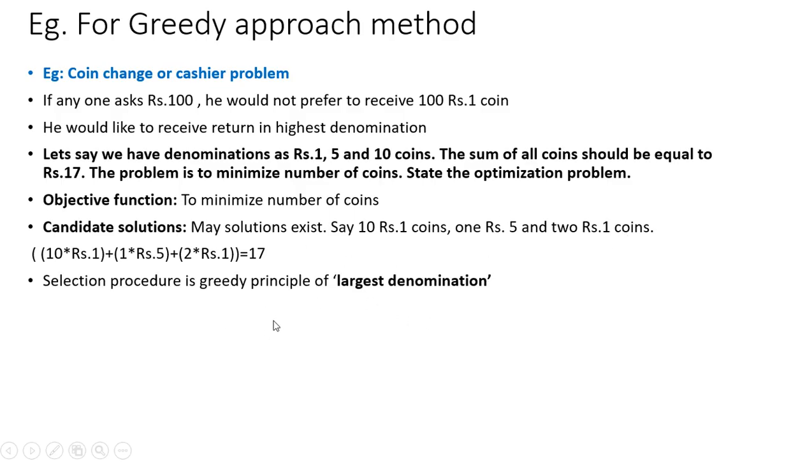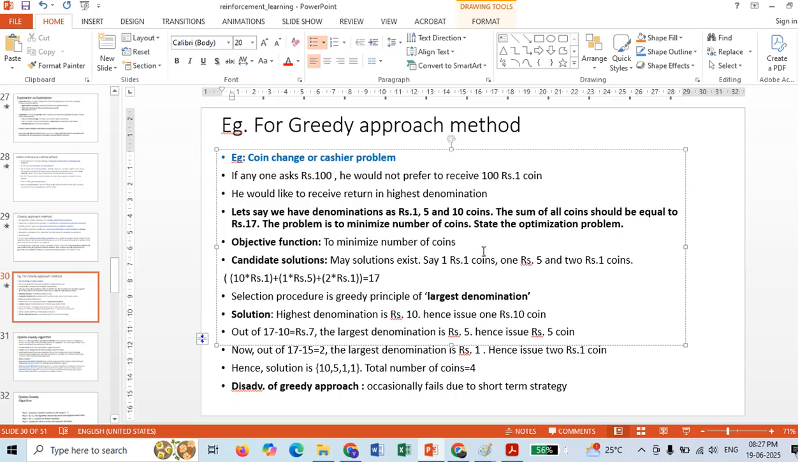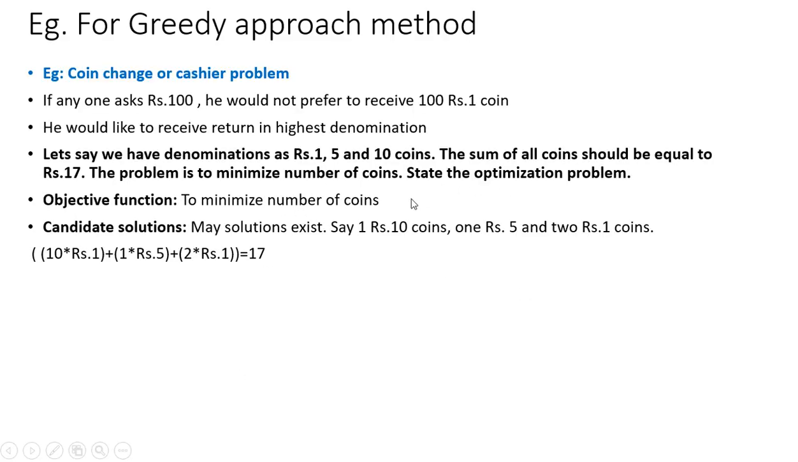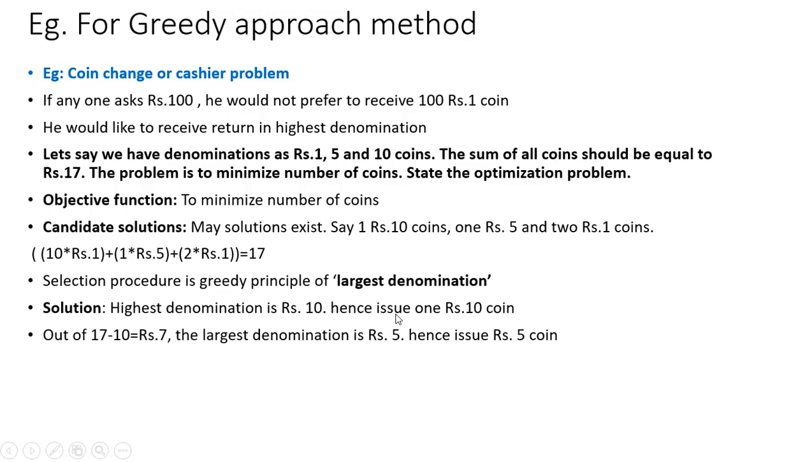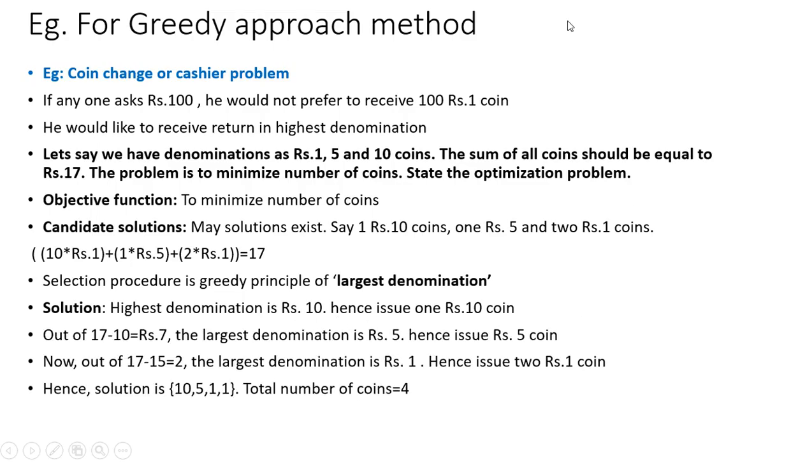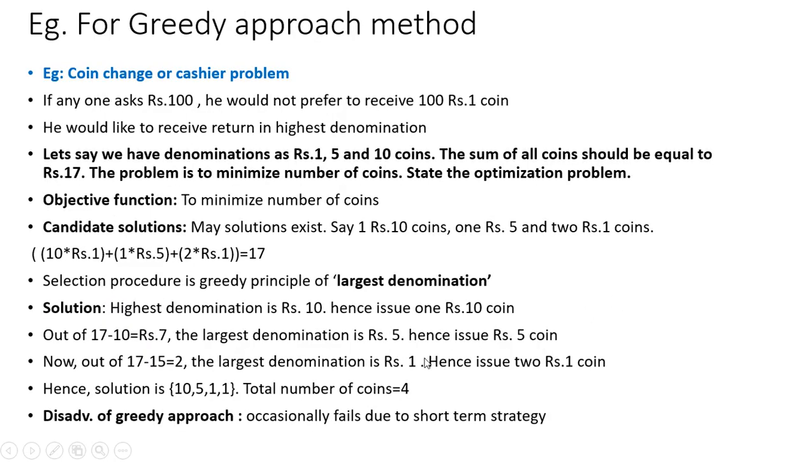So basically I will be doing selection based upon the largest denomination. So the highest denomination is, let's say, one 10 rupee coin. So to get change for 17 rupees, I will take one 10 rupee coin, one 5 rupee coin, and two 1 rupee coins. So basically I am applying my method of largest denomination here. The largest denomination in this case is 10. So that's an example of a greedy approach, where we are trying to work on the same problem again and again. But the problem with greedy approaches is that it's a short-term strategy.